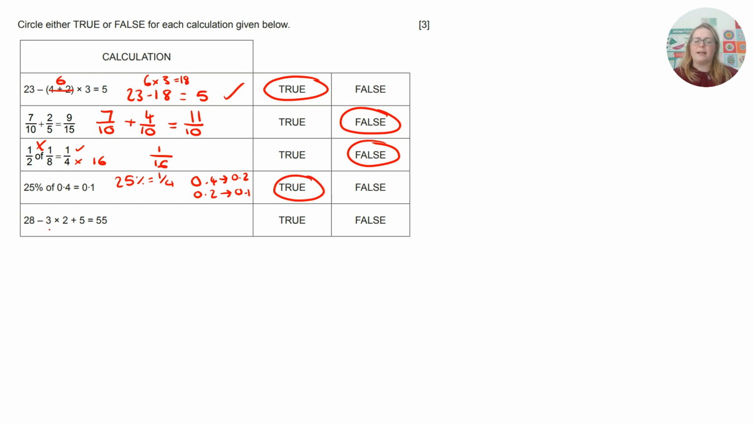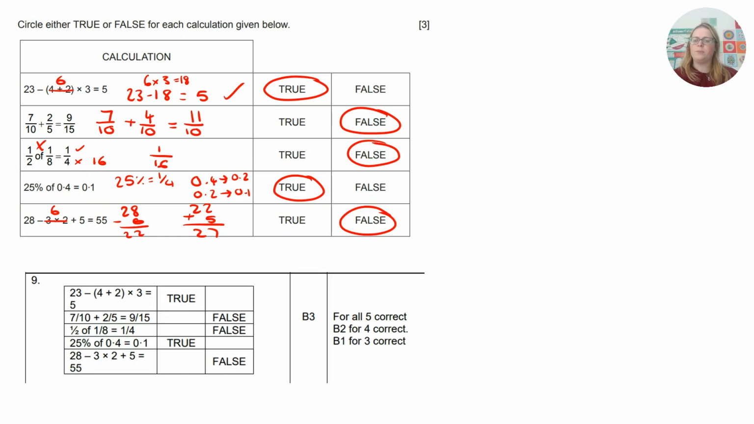And BODMAS is back. Remember, the multiplication came first because there's no brackets this time. So 3 times 2 is 6. So 28, take away 6, that gives us 22. 22 plus 5 gives us 27. So it's not 55, so we can say it's false.